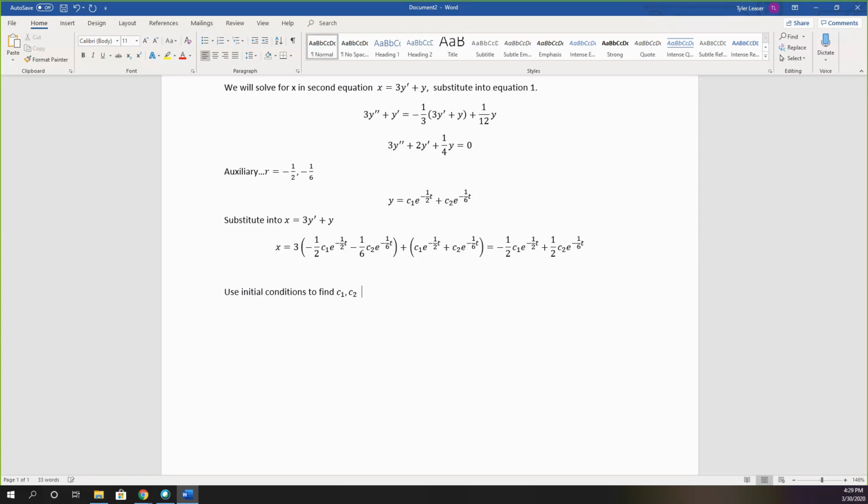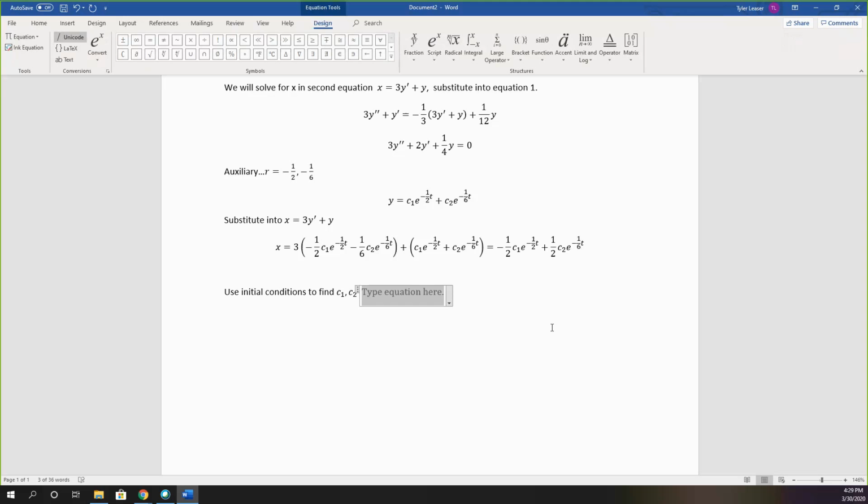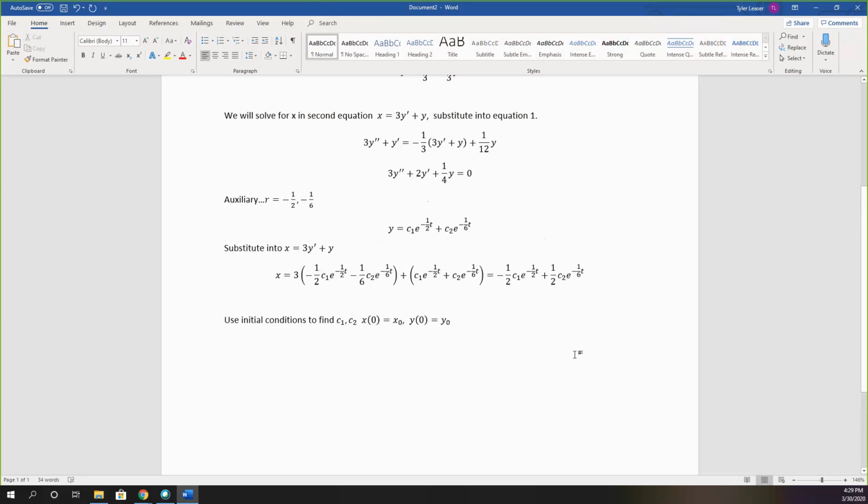So not so bad. Just to finish this one up, remember that x at 0 we set to be x naught, just a generic constant, and y of 0 we set to be y naught, just a generic constant. But plug those into these two solutions, and that's it to find the C1 and C2.